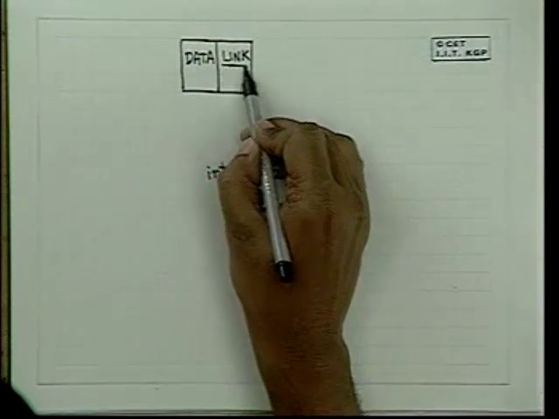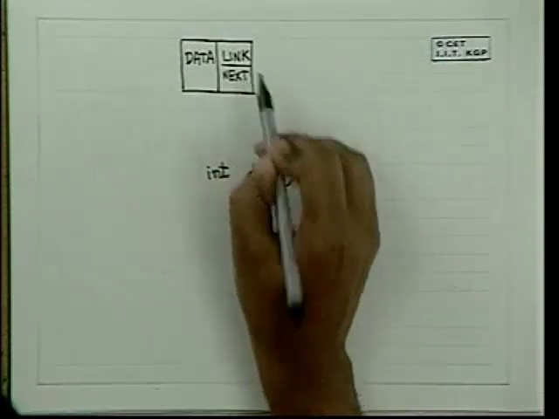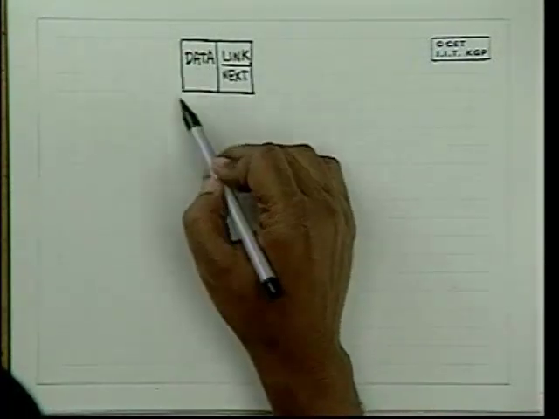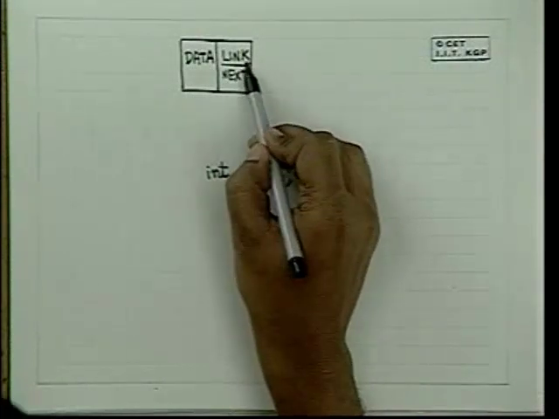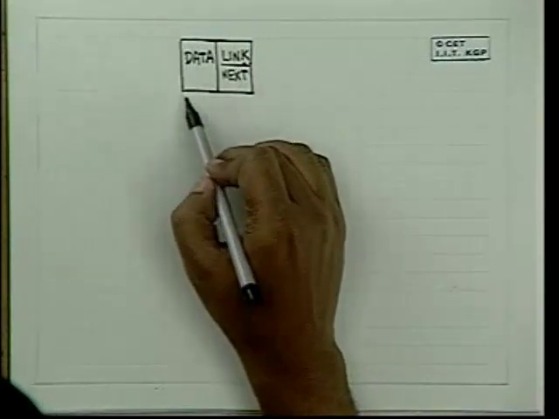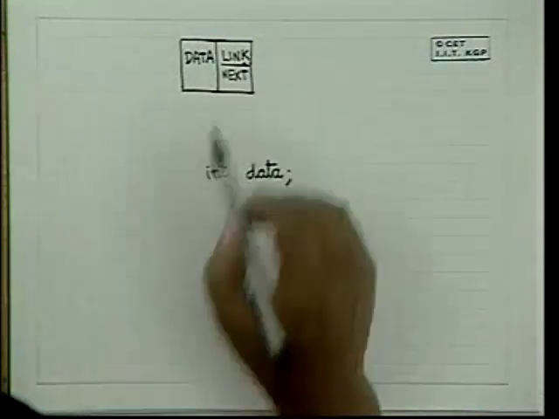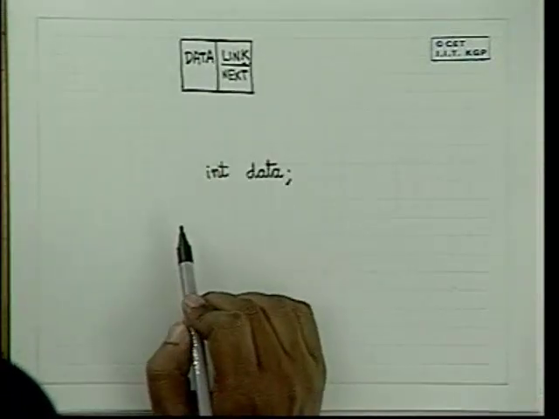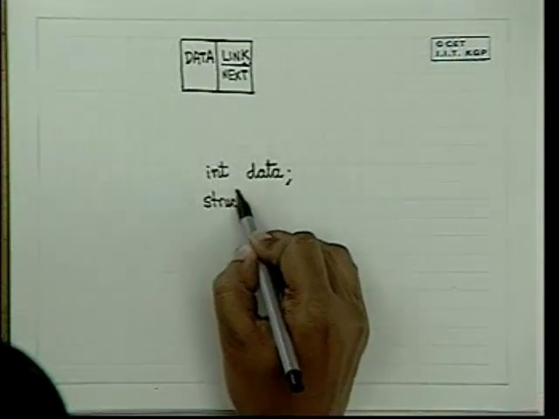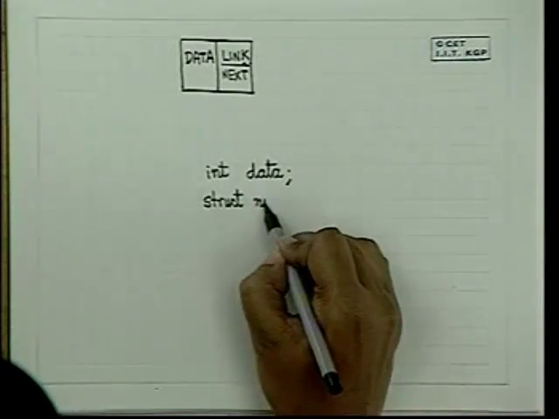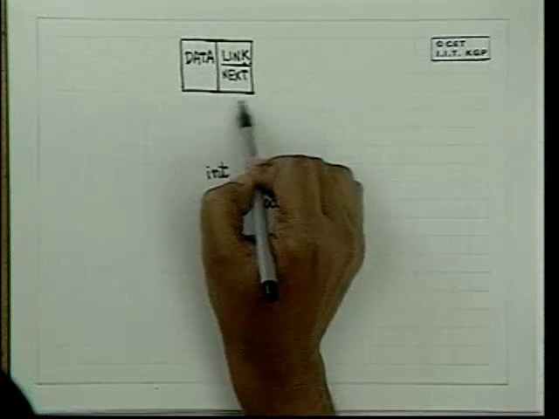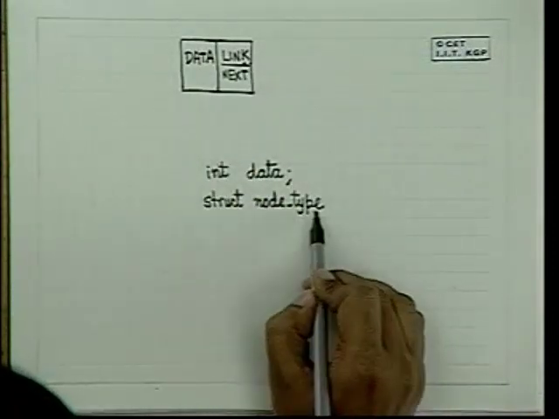and corresponding to this link or next, let us call it link or next, any one of them, this will have a declaration which is a pointer to a structure which is of this type. This field is a pointer to a structure which is of the same type as this. So now we end up with a recursive definition of such a structure. So this will be struct, say node type. If this structure is node type, then this will be a pointer to that.